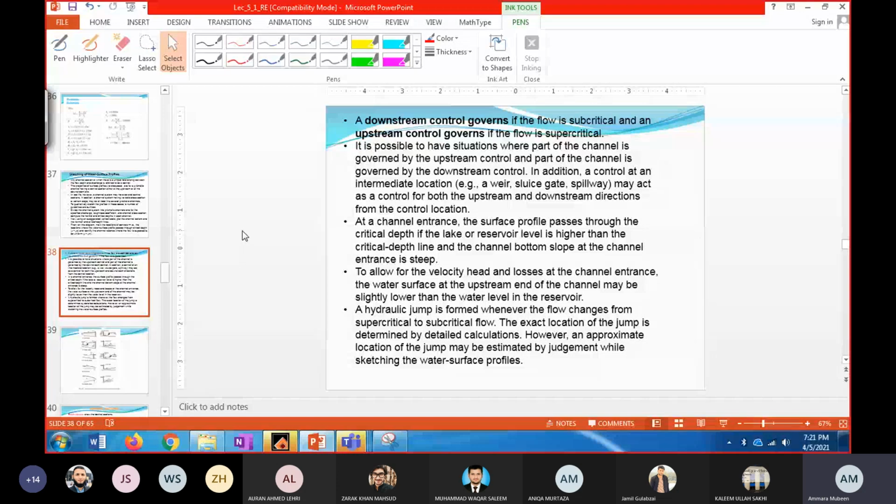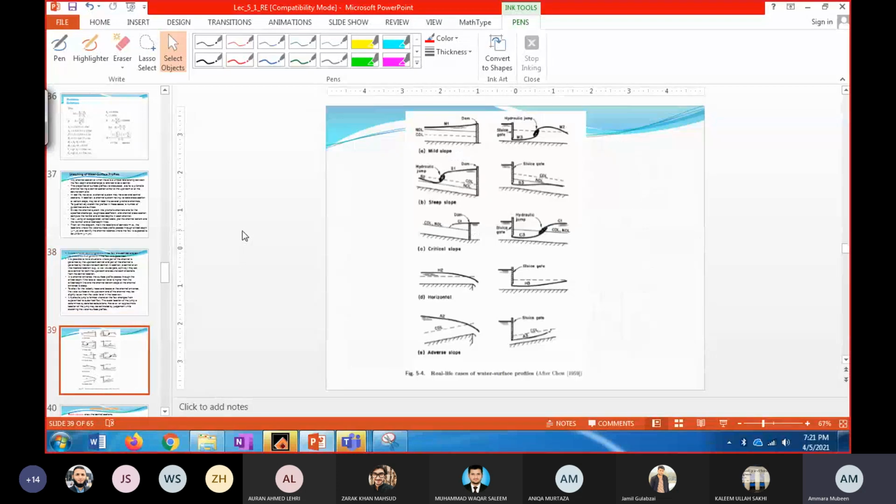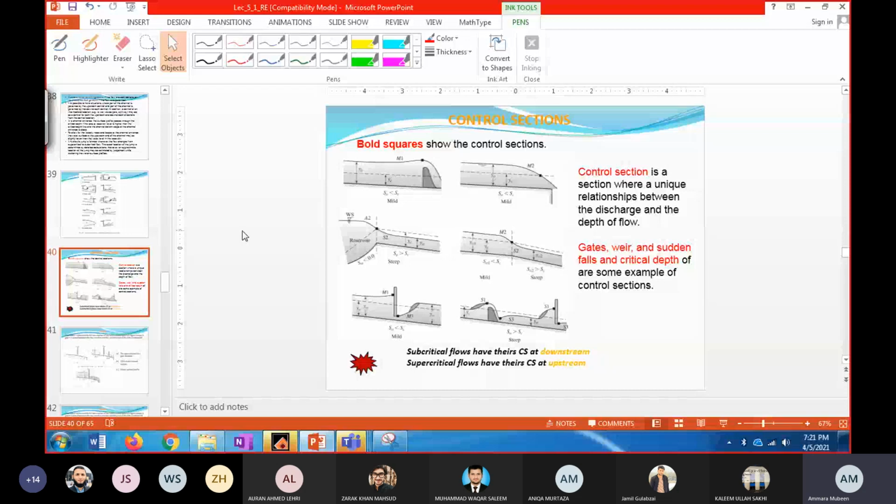So let's check the examples of some profiles in which you have to sketch the water surface profile. Just check this. This is the control section here, in terms of a dam, and the uniform flow depth is given and the critical depth value is also given.